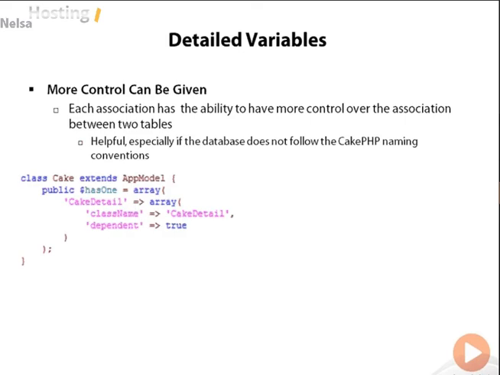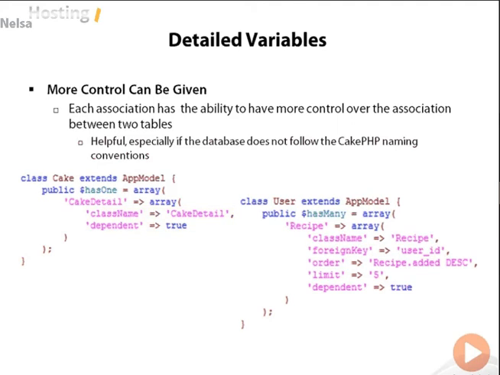So here we're in the cake model and we have the has one association. You'll see that it's set to an associated array, and in there is a nested associated array. The first array key is set to the model that we are referencing. So in this case, cake detail. And that key has a value which is an associated array, which holds, in this case, two key value pairs.